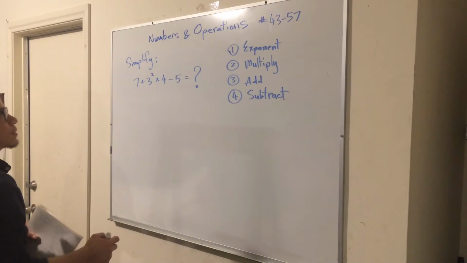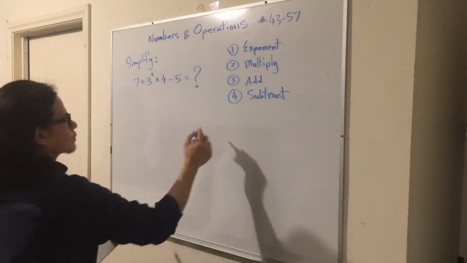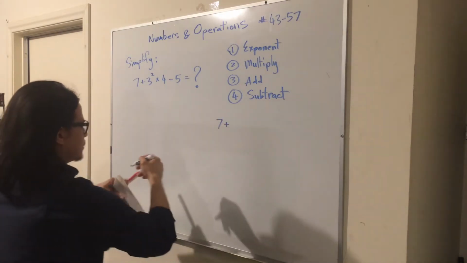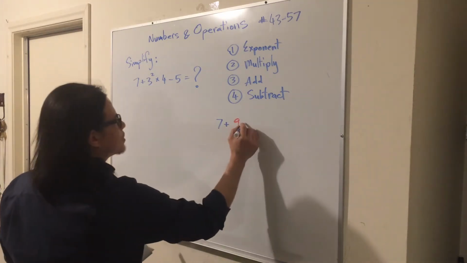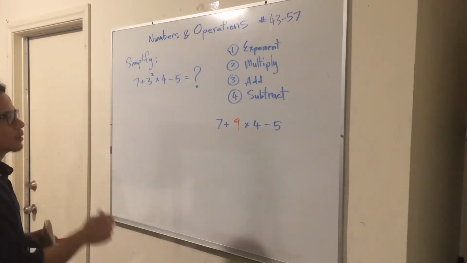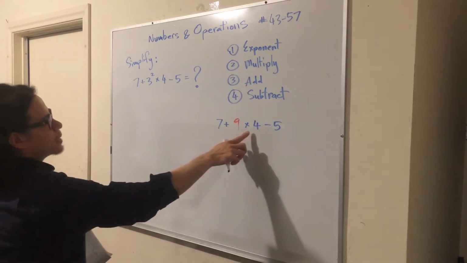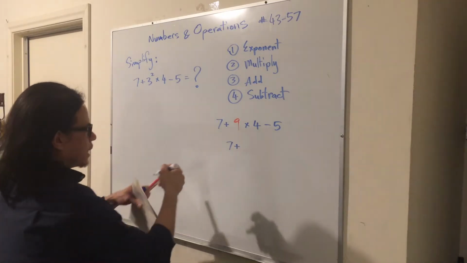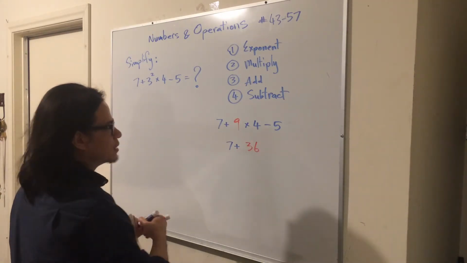Okay, so let's do this. Do the exponent first. Three to the second power is 3 times 3. You get 9. And then everything else stays the same. Okay. Second step would be to multiply. 9 times 4. Okay, so 7 plus 9 times 4 is 36. Minus 5.